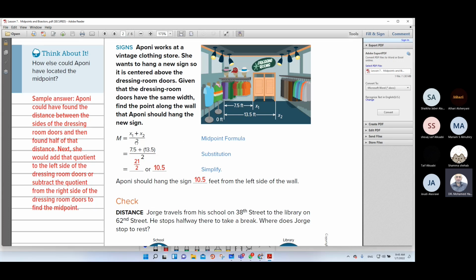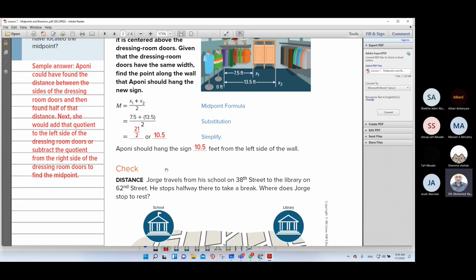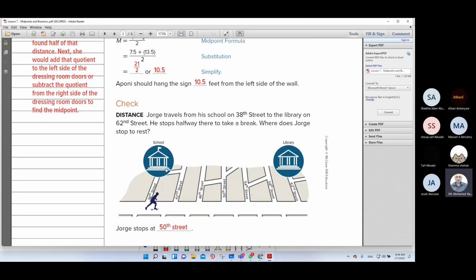The first step, write the midpoint formula. So M equals x1 plus x2 over 2. What is x1? x1 is 7.5. And x2 will be 13.5, divided by 2. And if you add 7.5 to 13.5, you will get 21 over 2, which means 10.5. So the midpoint will be 10.5. This is from real life. And this question is also from real life.